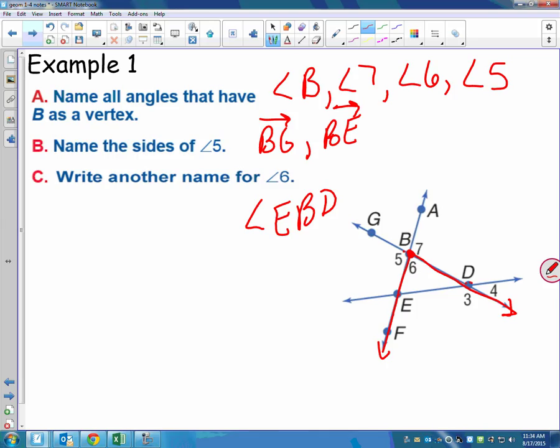So be really careful. The numbers only go to each one angle, but the letters can go for more than one angle. Okay, so be really careful on that. How do you feel about that? Okay. Lots to remember.